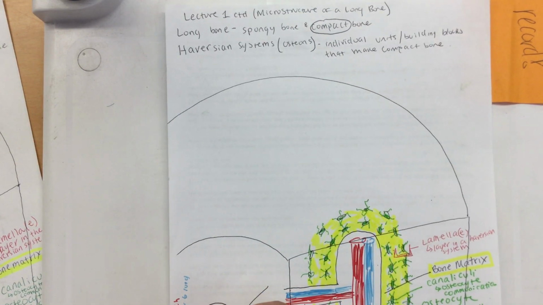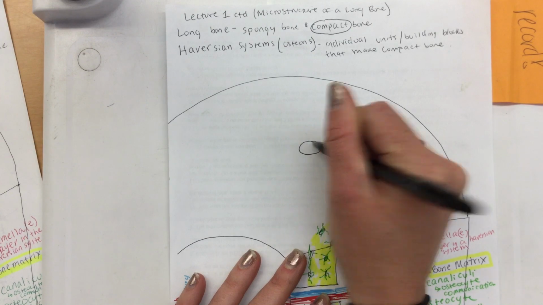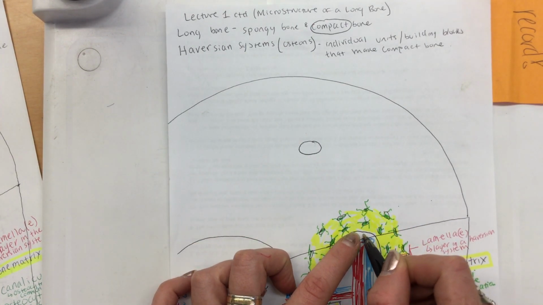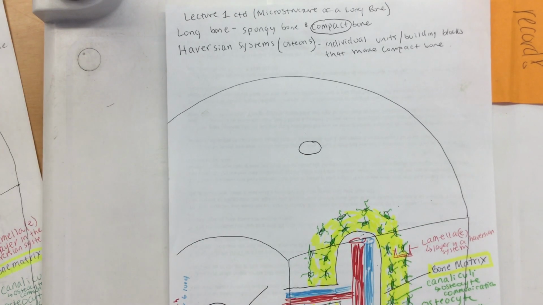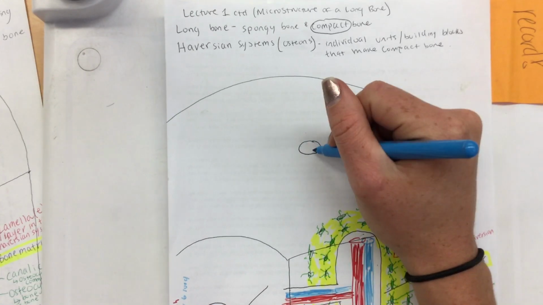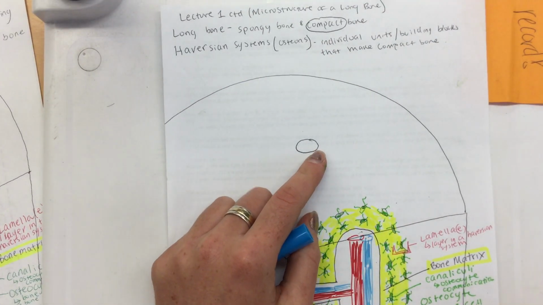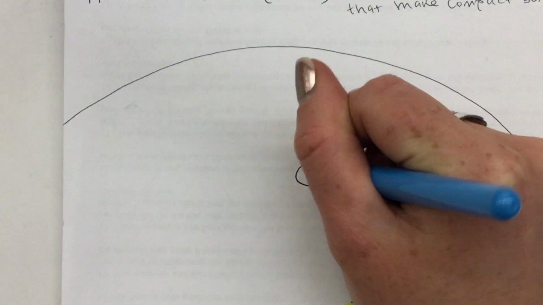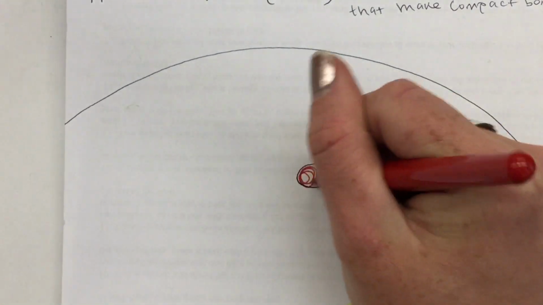So I'm going to start off by drawing a circle here. It's the same thing as this circle here, so type into the box what that's called. I am then going to add in my blood vessels. So this is called a Haversian canal. That's what you should have typed into the box. And in this Haversian canal, we have our blood vessels. So here is my vein. And here is my artery.